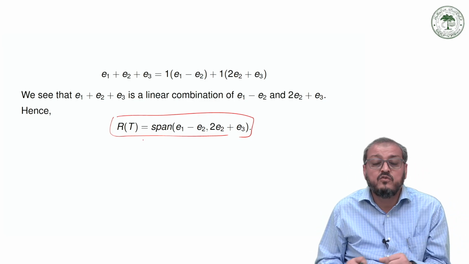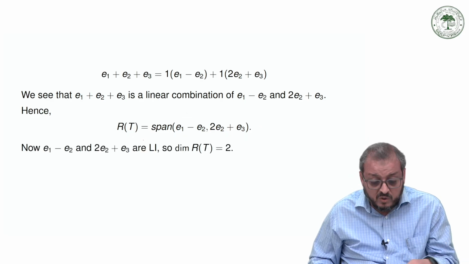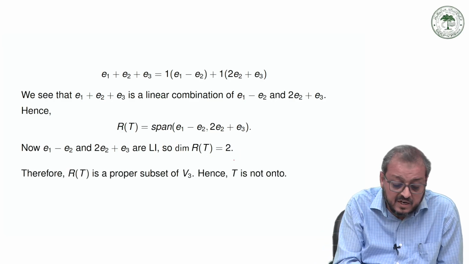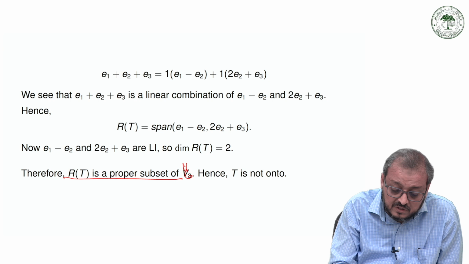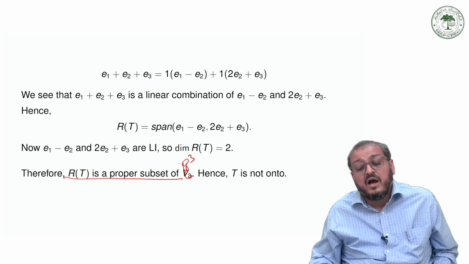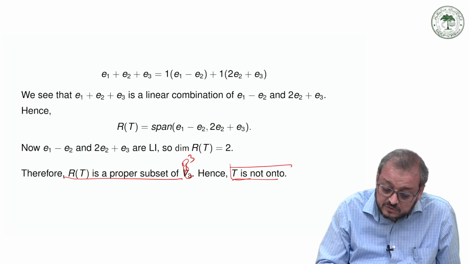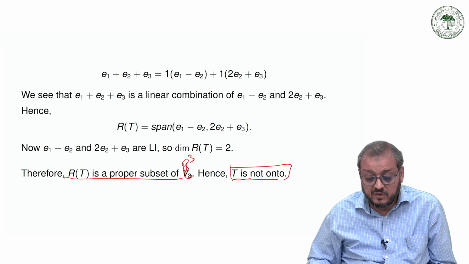So clearly we can say that T is not onto. The dimension of R(T) is equal to 2, so R(T) is a proper subset of R3. Hence T is not onto. Okay, so first we showed that T is not onto. Now we try to find whether T is 1-1 or not.